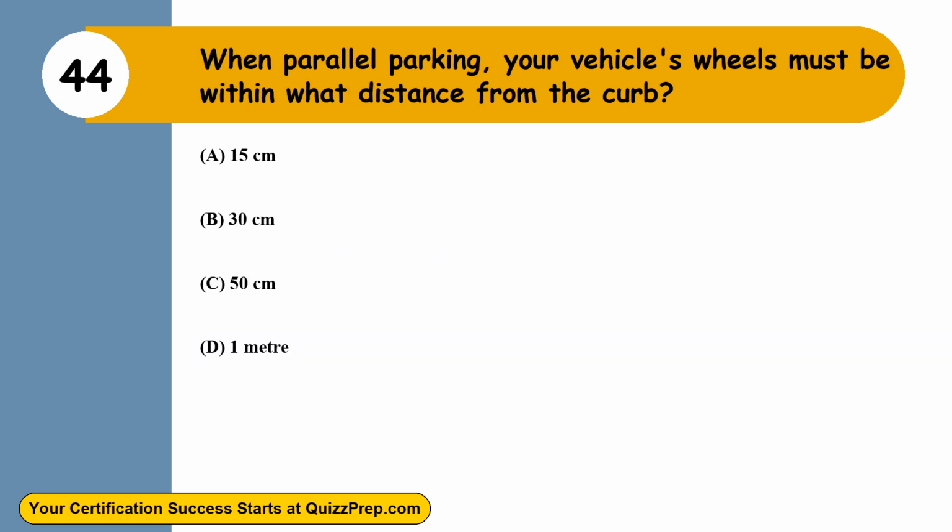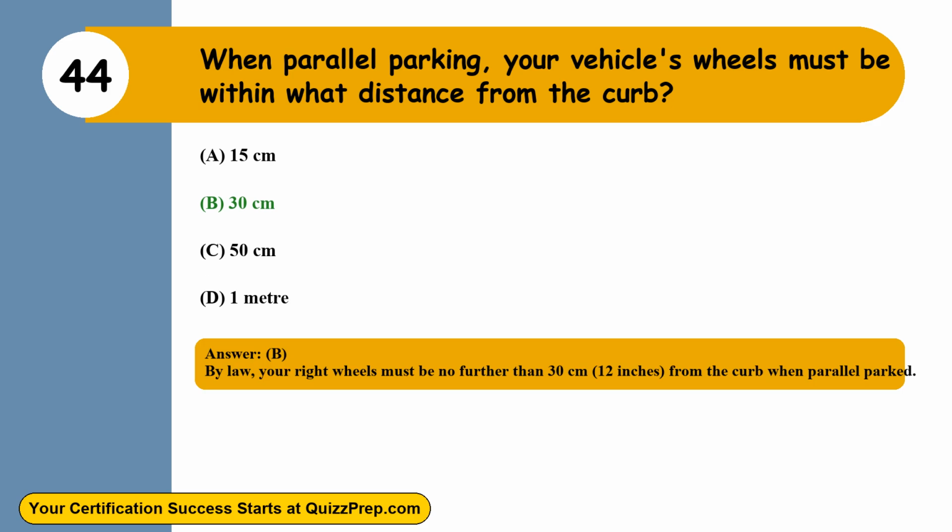Question 44. When parallel parking, your vehicle's wheels must be within what distance from the curb? Option A, 15 centimeters. Option B, 30 centimeters. Option C, 50 centimeters. Option D, 1 meter. The correct answer is option B, 30 centimeters. By law, your right wheels must be no further than 30 centimeters, 12 inches, from the curb when parallel parked.